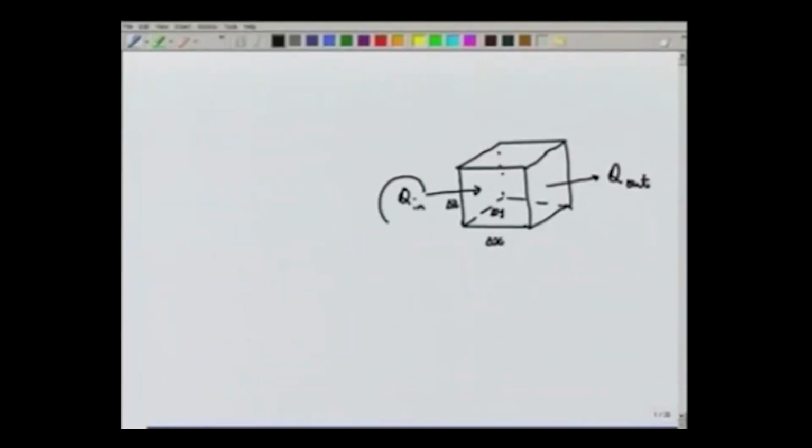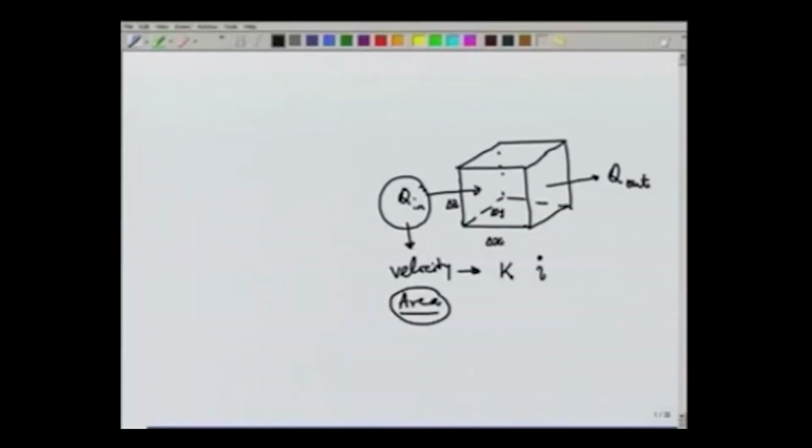This will depend on the velocity, which can be obtained from the Darcy's law, and therefore, it depends on the hydraulic conductivity K and the hydraulic gradient I. And Q also depends on the area of cross section, which in this case will be delta x, delta y, or delta y, delta z, depending on which phase we are considering. So, combining Darcy law and the area velocity term, this will give us an idea about Q.